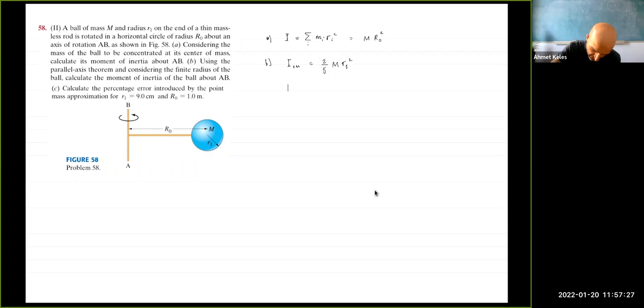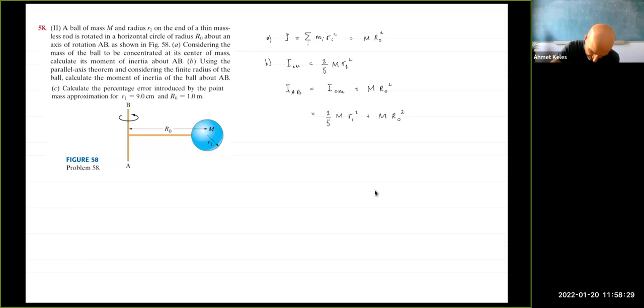And we are trying to find the moment of inertia about axis AB. By the parallel axis theorem, it is supposed to be I center of mass plus the mass of the ball times the distance, which is r naught squared. We just found this already. This is going to be 2 over 5 m r1 squared plus m r0 squared. So this is I sub AB. Good. Yes, I think that's what it is.